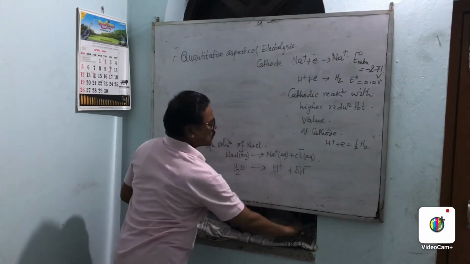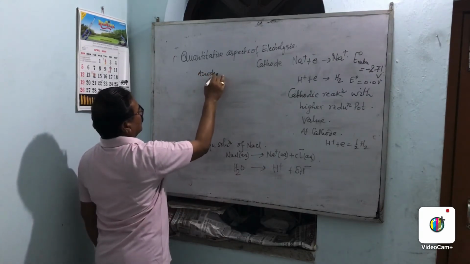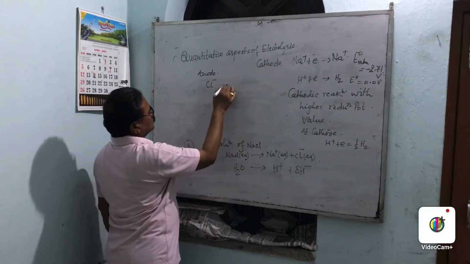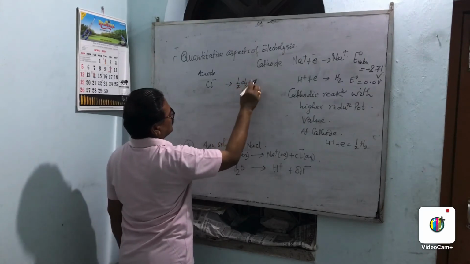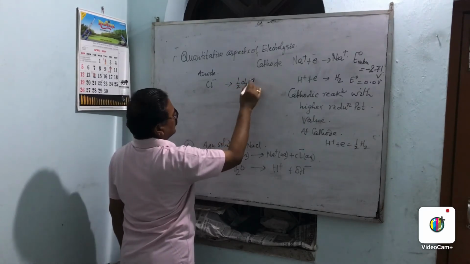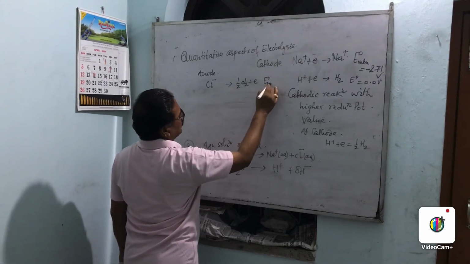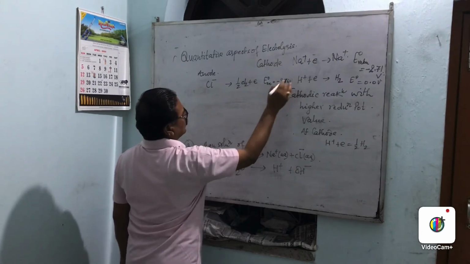So we take a case of the anode. There's the Cl minus ion. It will have a tendency to form Cl2 plus electrons, that is called oxidation. Its E0 value is minus 2.36 volt.